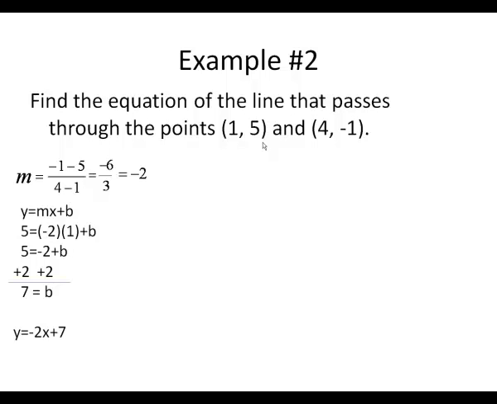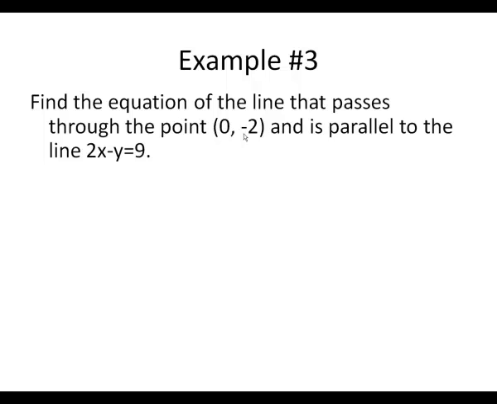In example 3, we are going to be given a line that we want to be parallel to our line. So number 3 says find the equation of the line that passes through the point (0, -2) and is parallel to the line 2x minus y equals 9. So we said if the line is going to be parallel, we want to use the exact same slope. But this line that we're given is not in slope-intercept form.